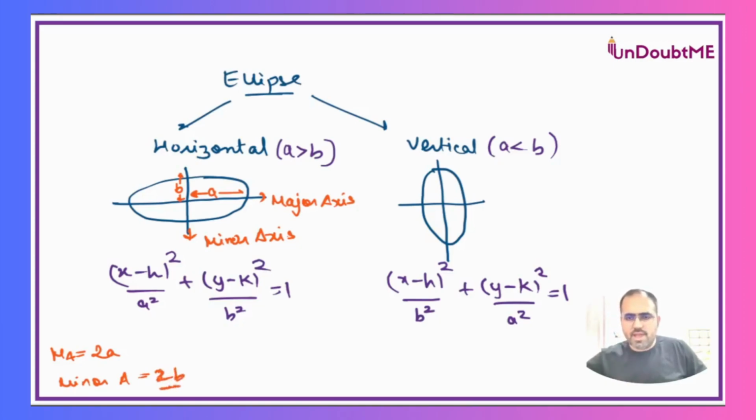It will be exactly opposite for the vertical ellipse. So you don't have to do anything extra for the vertical ellipse. You just learn everything about horizontal, and then you just understand that if a is less than b, the same thing will become vertical. One more thing, if we look at these x minus h and y minus k, you can compare that with a circle. The center of this ellipse will be (h, k). So this center is (h, k).